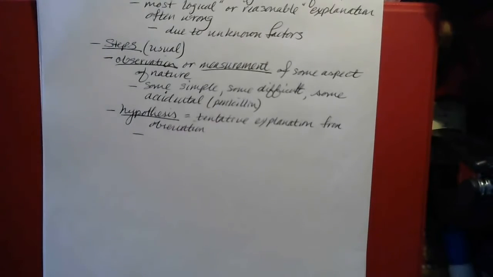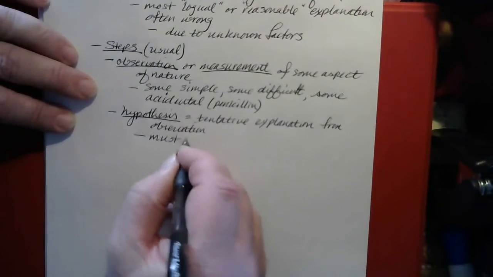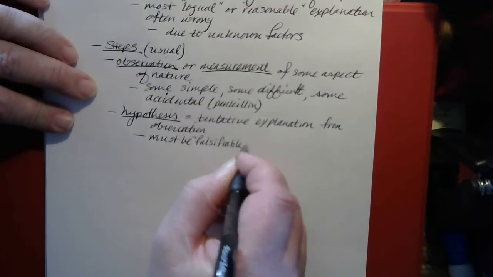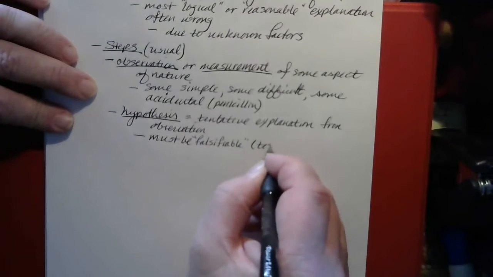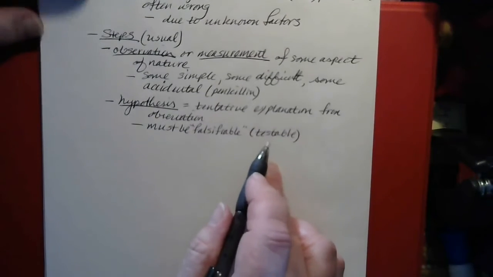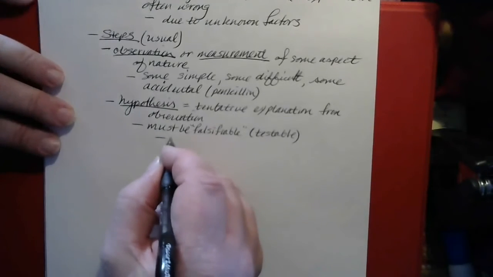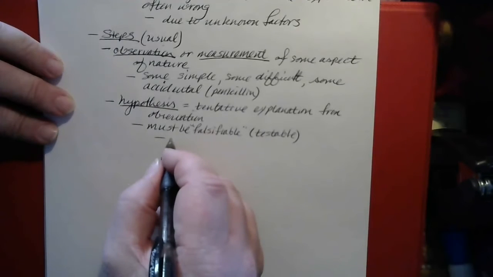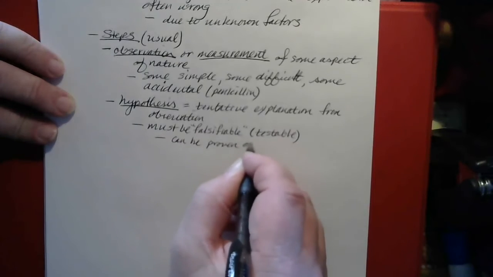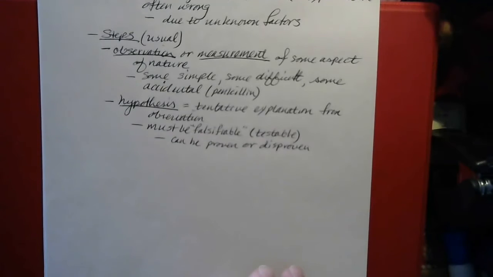A hypothesis, in order to be a valid hypothesis, has to be what's known as falsifiable. And what that means is testable. You have to be able to test it and confirm whether it's right or wrong. Or, in other words, subject to confirmation or refutation. Or that it can be proven or disproven.